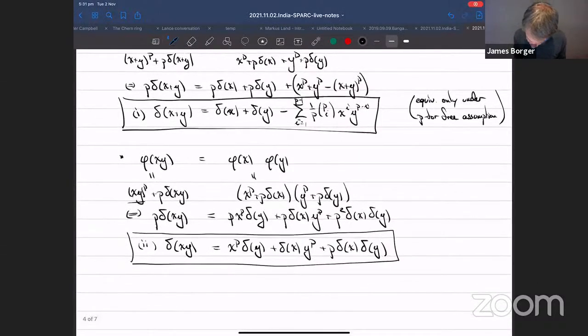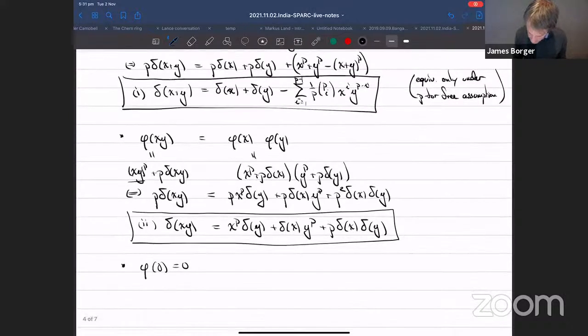Okay, and the third axiom, I guess this is kind of a redundant axiom, but let me write it out anyway. I'll just write down what you get. You get delta of 0 is 0. We would have p times delta of 0 is 0, and then we divide through by p, and we get that.